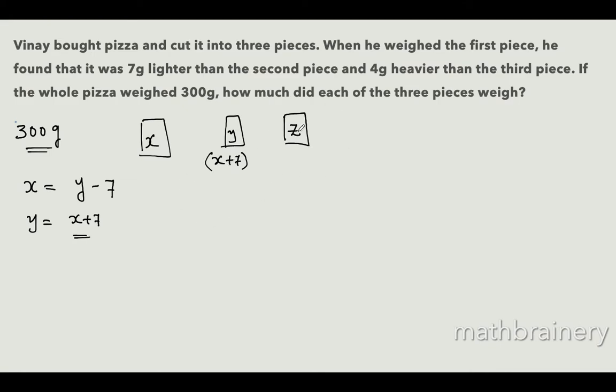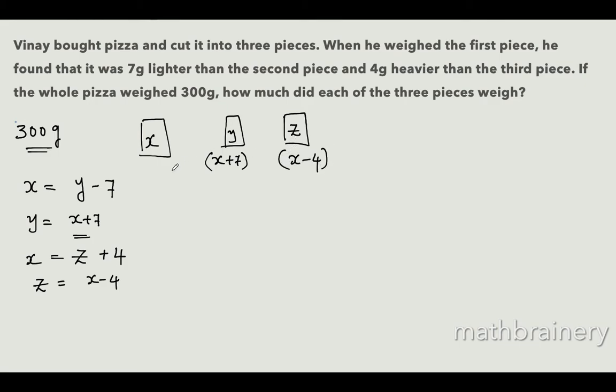So what is the case with z, that is the third piece? As per the question, the first piece weighs 4 grams heavier than the third piece. That means it must be z plus 4. So what should be z? z must be x minus 4. So if the first piece weighs 4 grams heavier than the third piece, that means the third piece must be 4 grams lighter than the first piece. So this must be x minus 4.